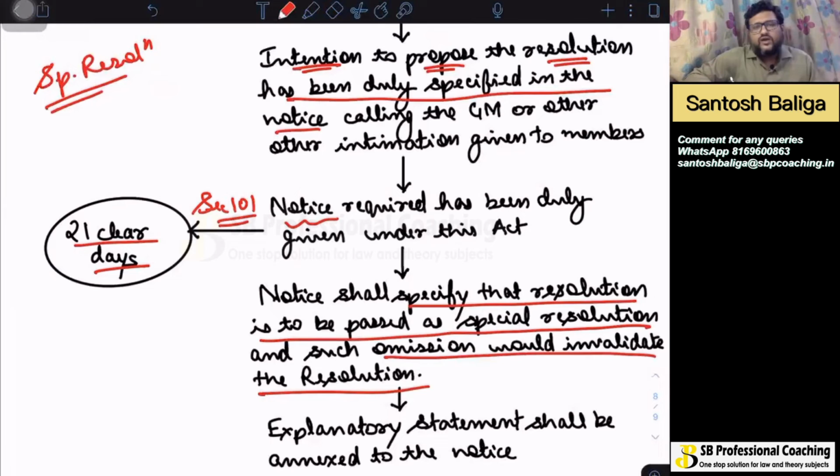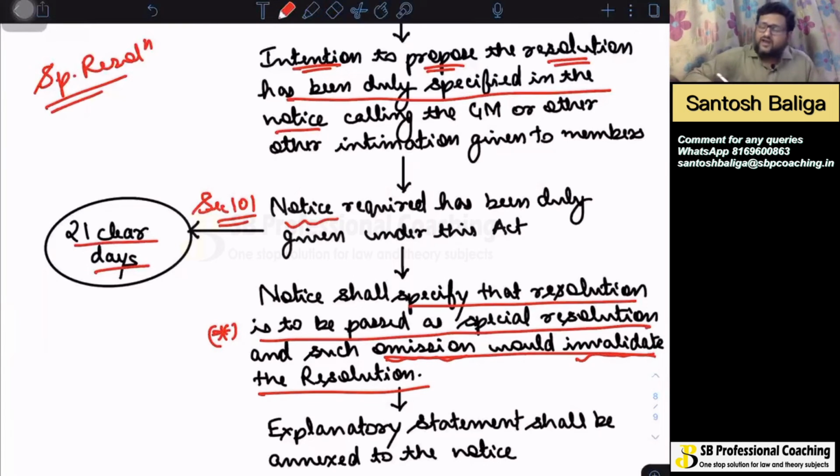Second scenario, in case the company specifies in the notice that a resolution has to be passed, but it does not specify whether it is a special resolution, then even if the resolution is passed in the meeting, still it will be invalid. So this omission will render it invalid. I hope this point is clear. This is an important point.